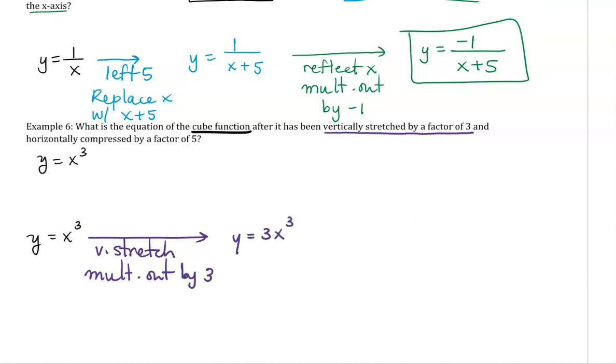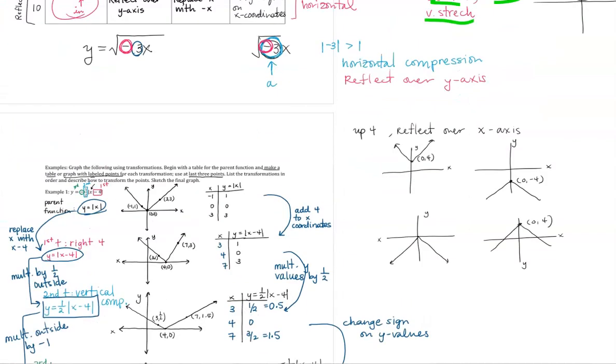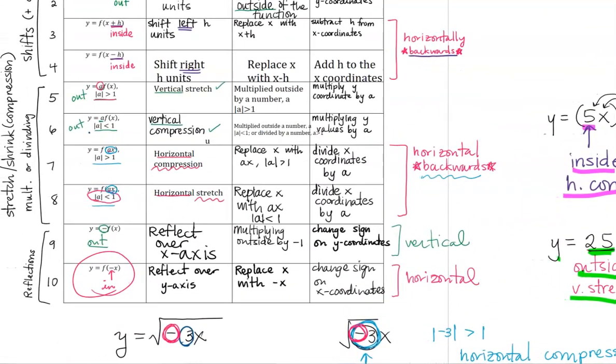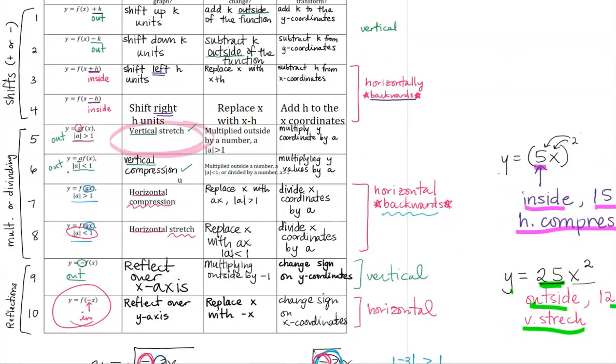The last thing we want to do is horizontally compress by a factor of 5. So let's go look at the table, make sure we know where this is coming from. By the way, what we have done so far is a vertical stretch by a factor of 3. So here's the vertical stretch, where we multiplied the outside by 3.